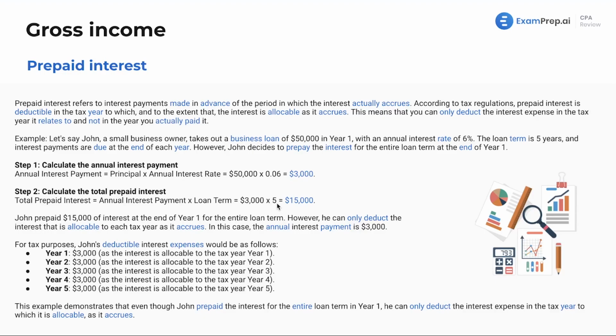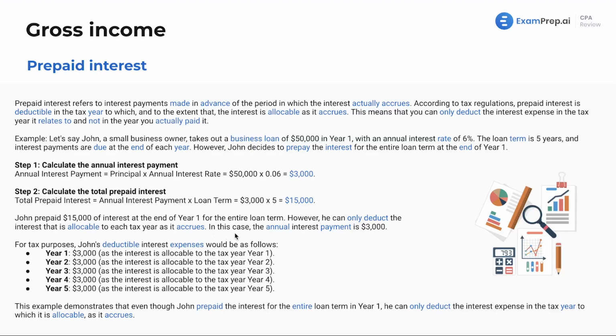So in this case, John's going to prepay $15,000 of interest at the end of year one for the entire loan term. I mean, the whole point of taking out debt is to extend your expenses and not have to pay it all up front. But John, do what you got to do. However, he can only deduct the interest that is allocable to each tax year as it accrues. This is the IRS basically trying to limit how much you can deduct. Gotta love it. This is them taking a stance against you.